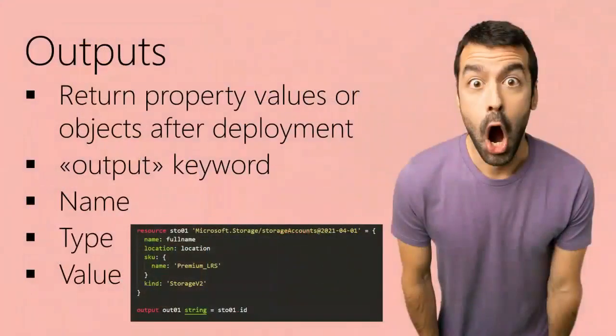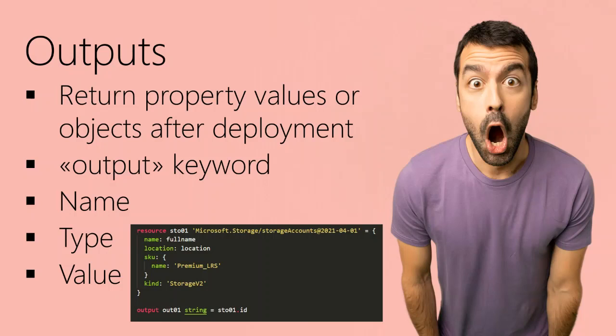Okay, then next is output. It might be needed that after the deployment happened, you return some values. And outputs are defined by the output keyword. They again have a name, a type, and then finally a value.